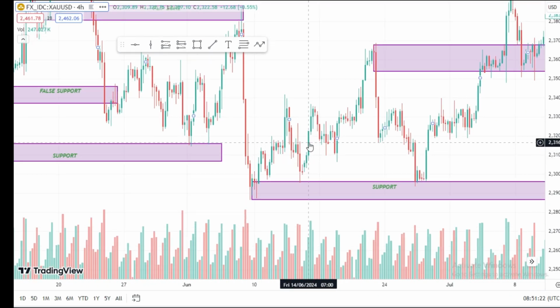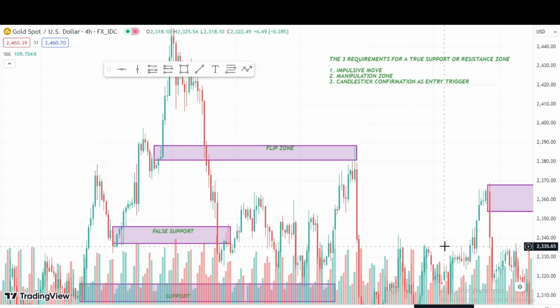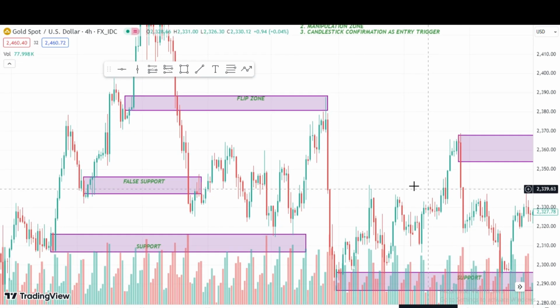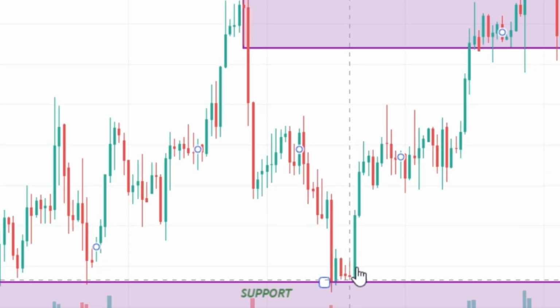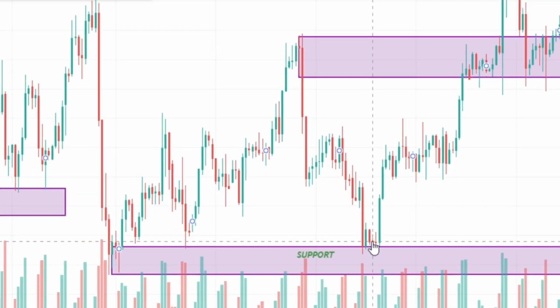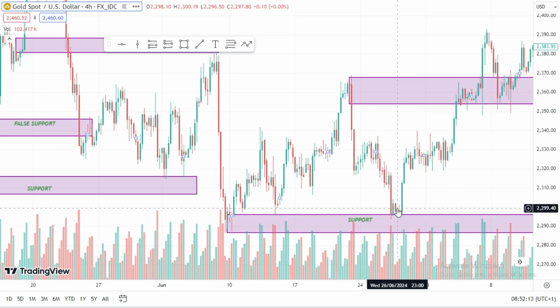Now, this is actually very, very important. So let's talk about the manipulation zone. When you get an impulsive move, look for that candle, usually the small ones, where price refused to really move to the other side, where you see that it was stalling. That is your manipulation zone. You must always get it for that zone to be considered a support or resistance zone. Why is this so?